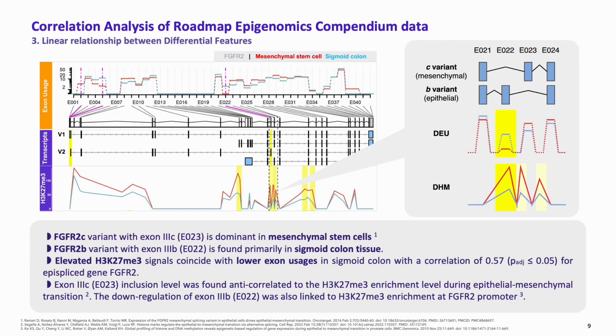It is detected from the pair mesenchymal stem cell and sigmoid colon, where this diagram shows exon usage and the signal for H3K27me3 for this gene. In the DEU analysis, we see that sigmoid colon actually contained more of the B variant of FGFR2, while mesenchymal stem cell contained more of the C variant. Meanwhile, we see that the signal for H3K27me3 is higher in mesenchymal stem cells, suggesting that there is an anti-correlation between the DEU and DHM in this case. We also found evidence from experiments showing the anti-correlation of the histone mark with the inclusion level of this exon 4 C variant in epithelial to mesenchymal transition.